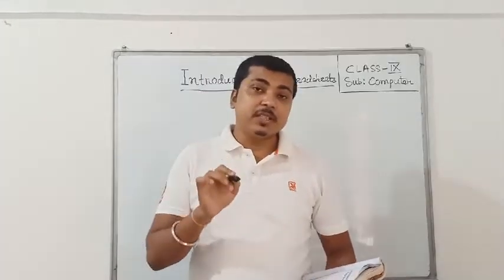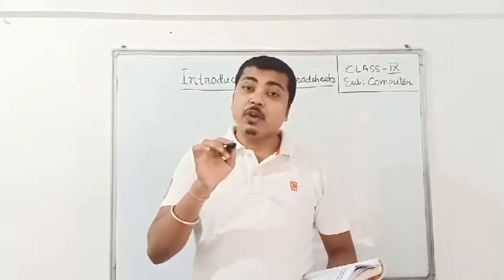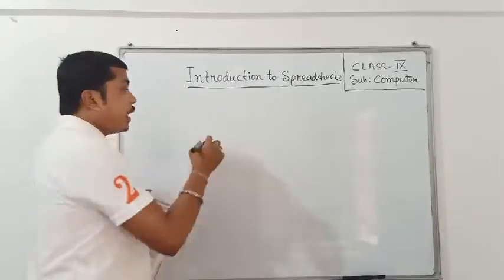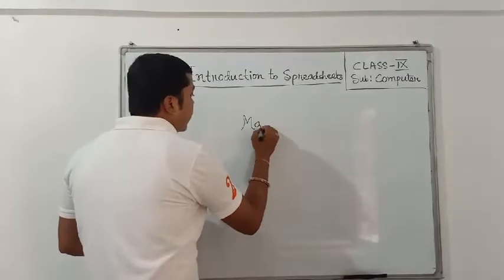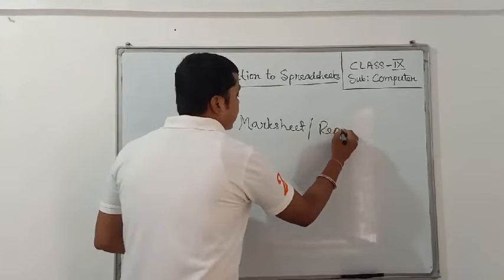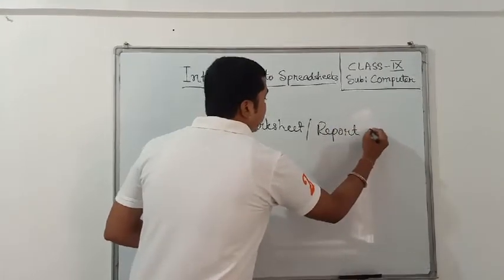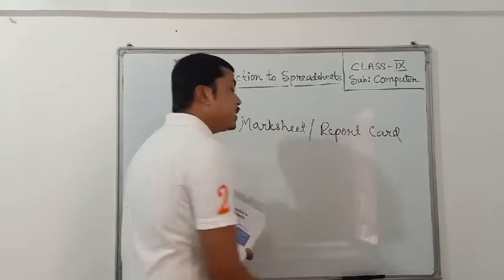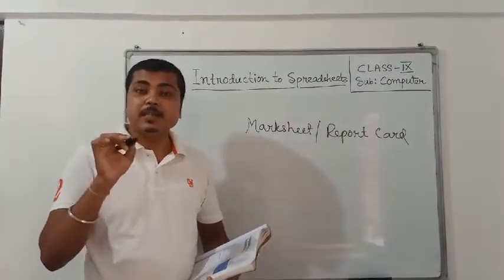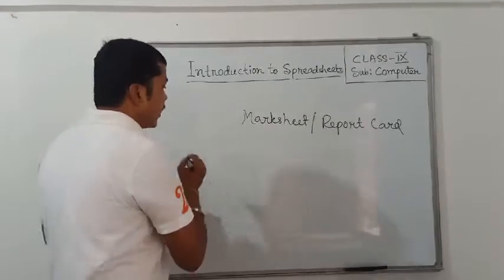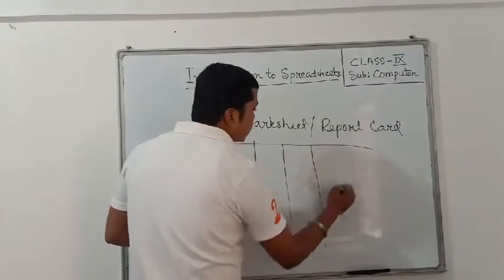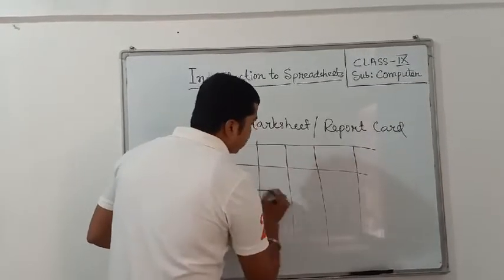The thing which we manage manually is an example of a spreadsheet. But what is the best example of a spreadsheet which we can give? Everyone has seen it: our mark sheet or the report card which we get from our school. It is an example of a spreadsheet, but it is maintained manually, that is, by hand. Now here you see, in our report card what do we have? We have columns, we have rows.